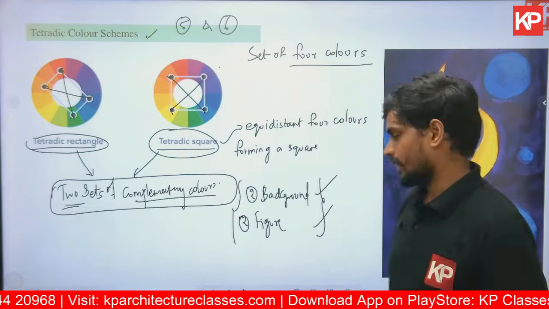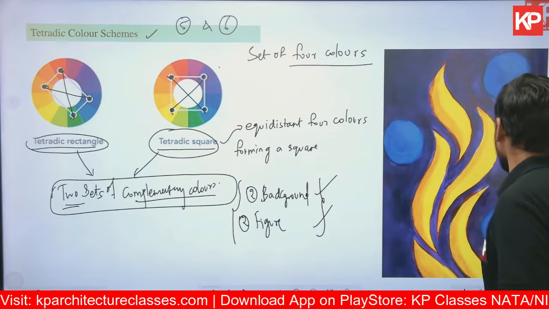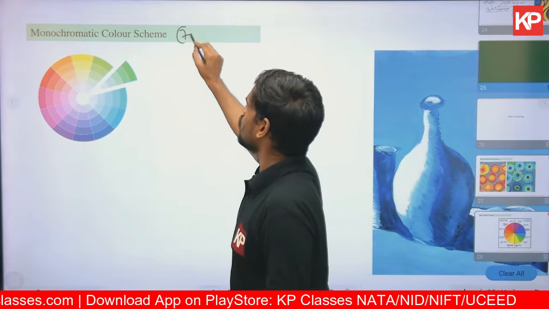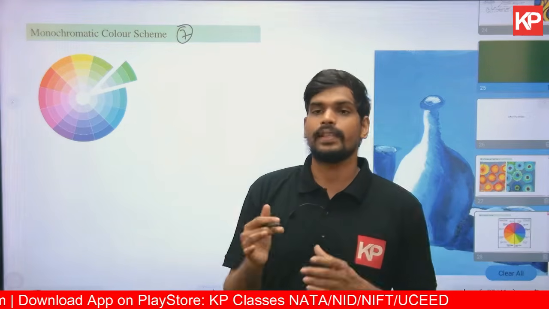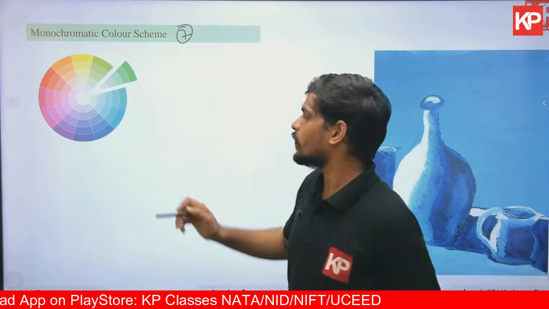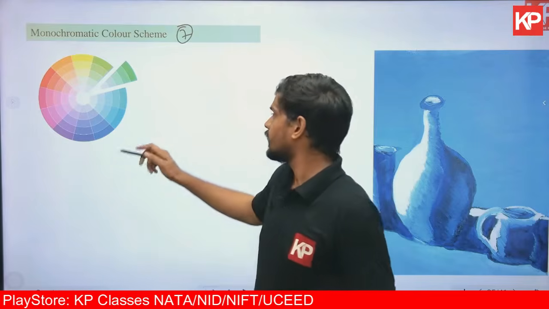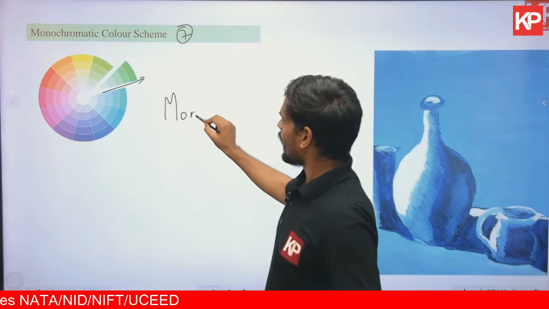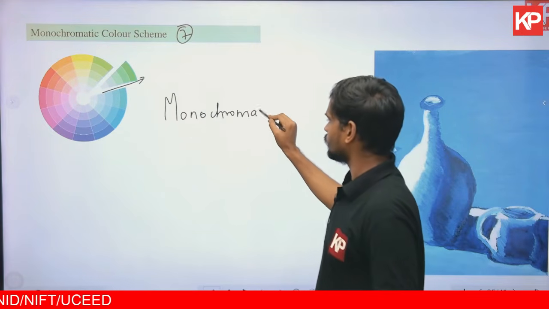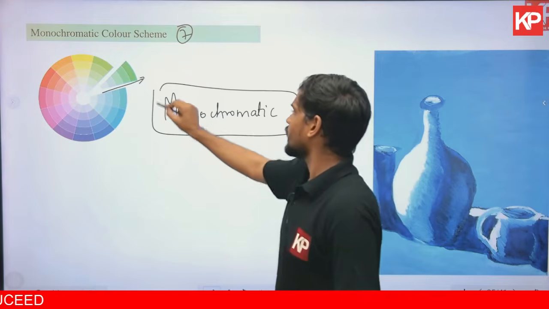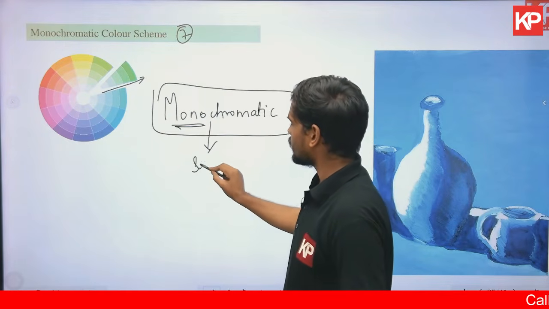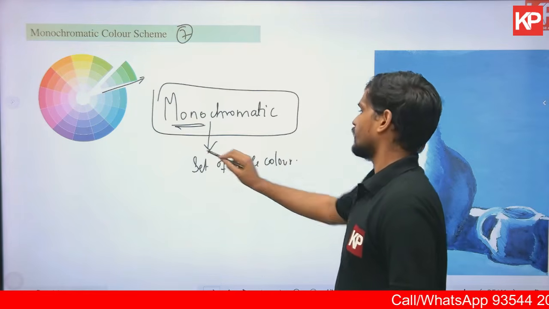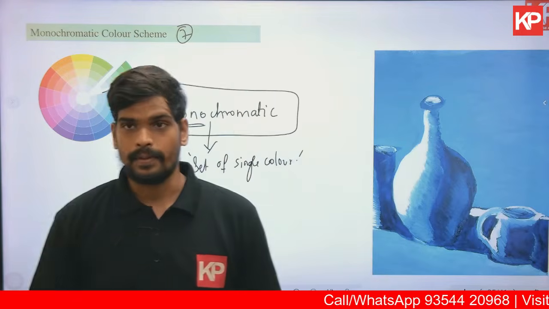Moving on to the 7th color scheme, it is monochromatic colors. Monochrome is basically a set of one color itself. You can see over here there are monochromatic bands of one color. Mono is single. Monochromatic color scheme is basically a set of a single color, just the various levels of it, various chromes of it.